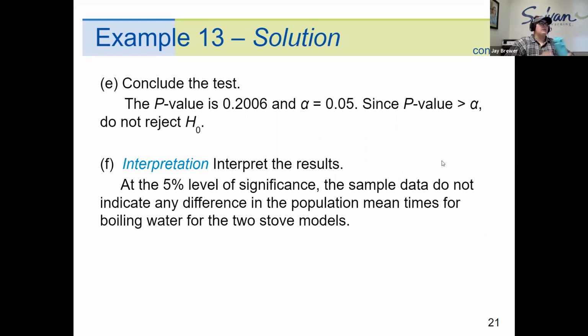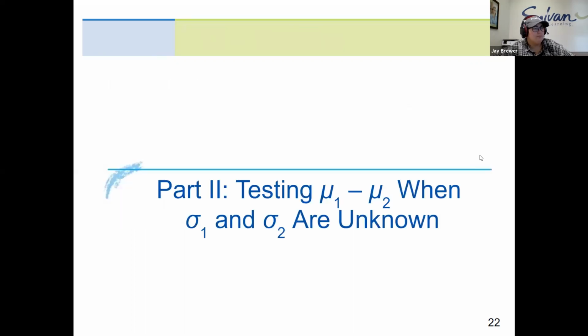So when we conclude the test, we know that the p-value is 0.2006 and the alpha is 0.05. Since the p-value is greater than alpha, do not reject the null hypothesis. All right, and if we interpret the results at the 5% level of significance, the sample data do not indicate any difference in the population mean times for boiling water for the 2 stove models.